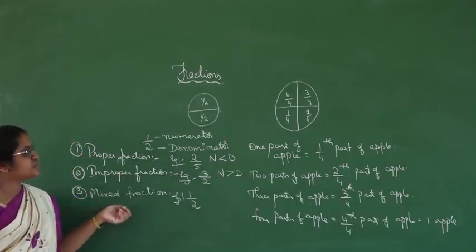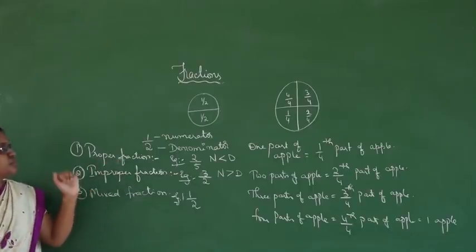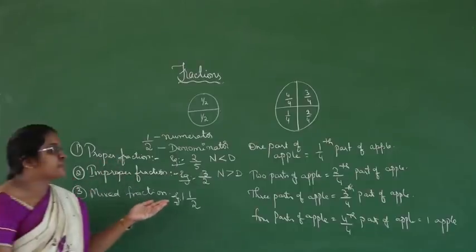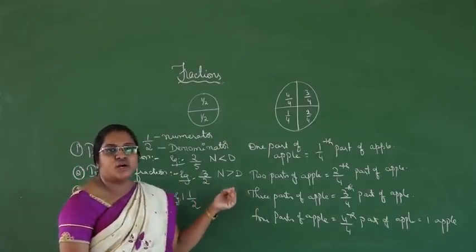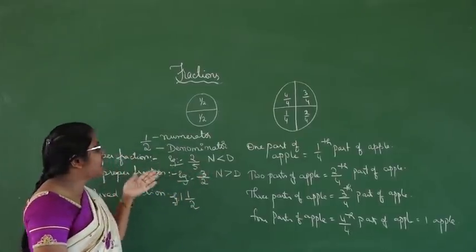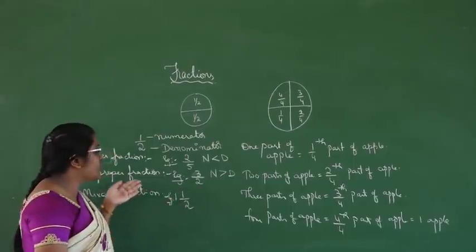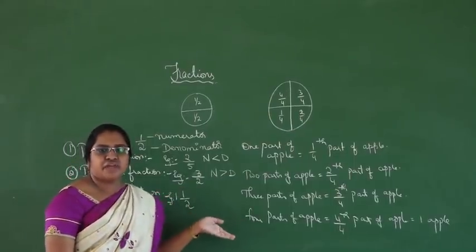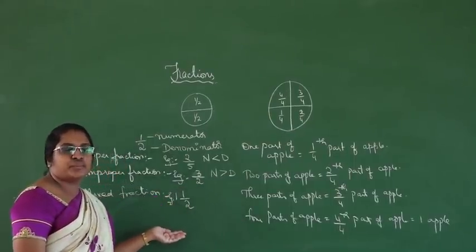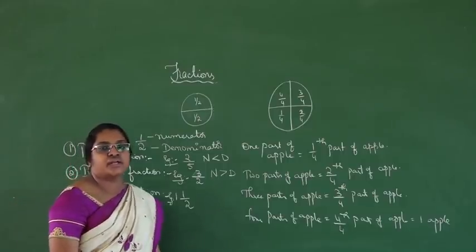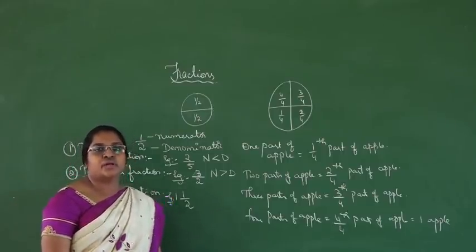Now we saw three types of fractions. Proper fraction: if the numerator is less than the denominator, it is called a proper fraction. If the numerator is greater than the denominator, that is called an improper fraction. And the fraction which contains the whole number part and also the fractional part is called a mixed fraction.